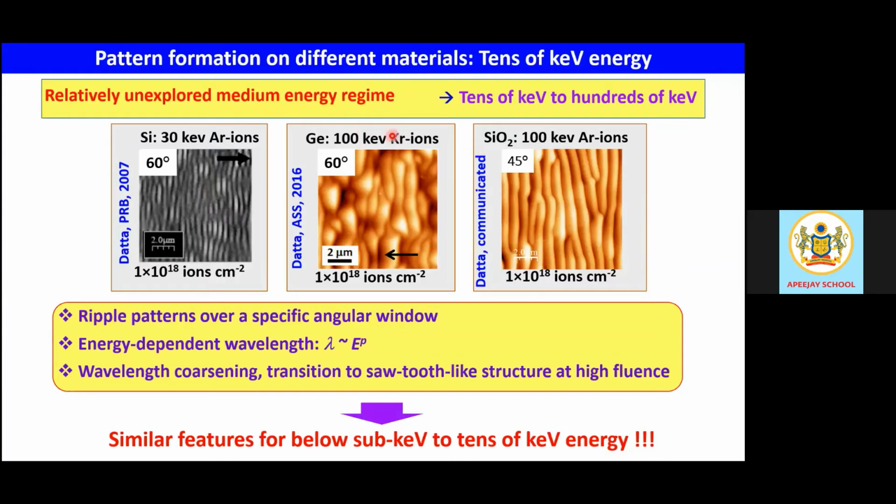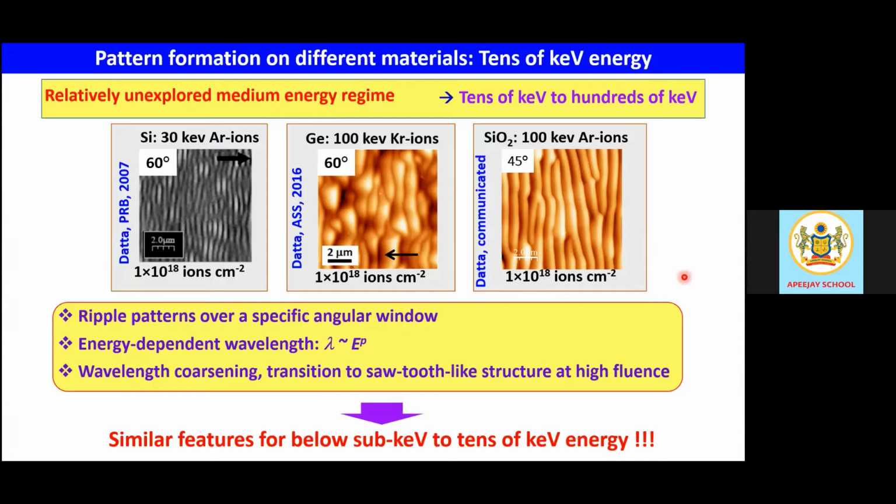For germanium also, very mature coarsened ripples were observed by us. This work is still in progress, analysis is going on, but for nearly the same fluence, even for SiO2 at a lower angle, you can see beautiful, very mature ripple patterns evolve. Wavelength coarsening does take place, with a transition to sawtooth-like structures. That means facet formation did take place for germanium. So similar features appear for energies from below sub keV to tens of keV.